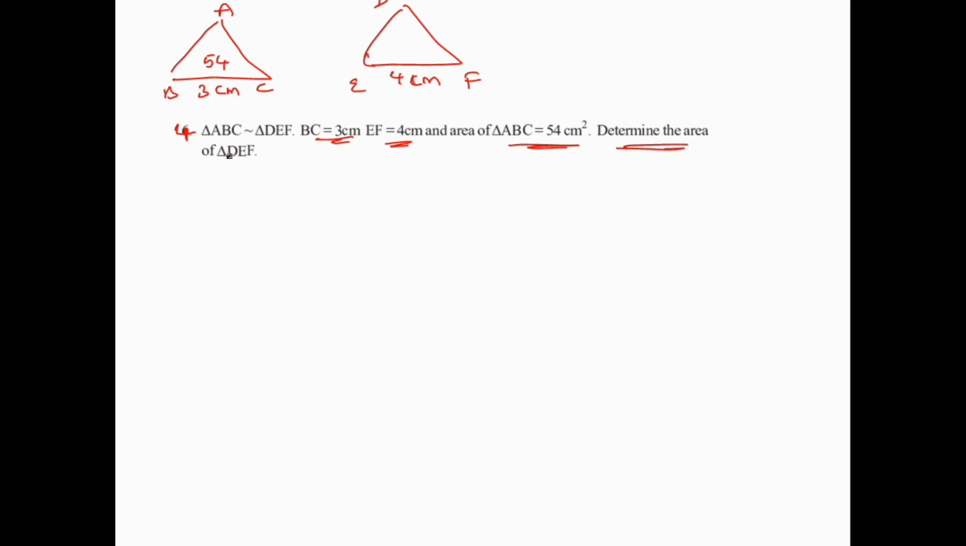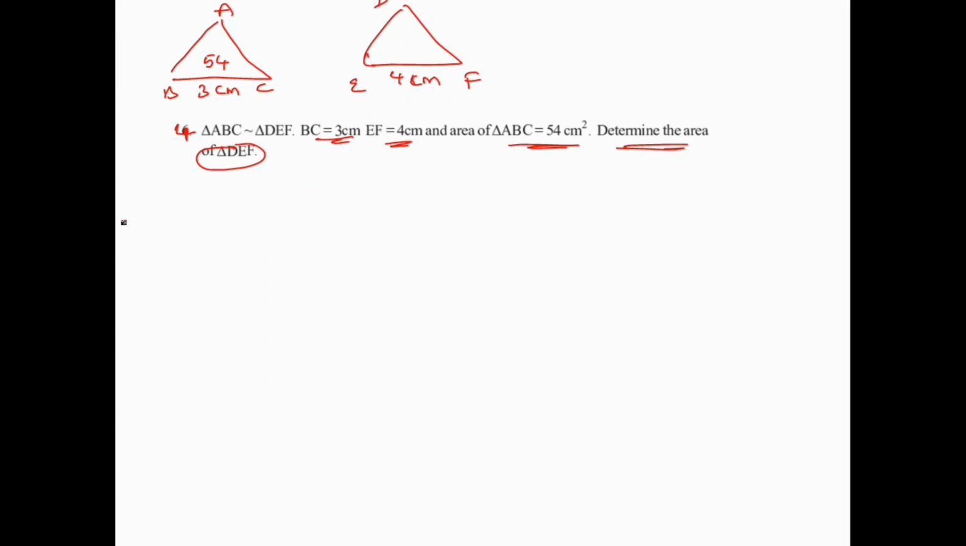So this is your question 4 sub 6. Read the question. Here triangle ABC is approximately equal to triangle DEF. Now BC is how much? 3 centimeters, and EF is how much? 4 centimeters. Similarly, the area of the triangle is how much? Right? Now he is asking us to determine the area of the other triangle.